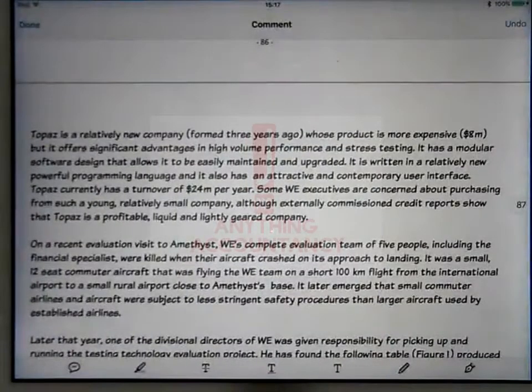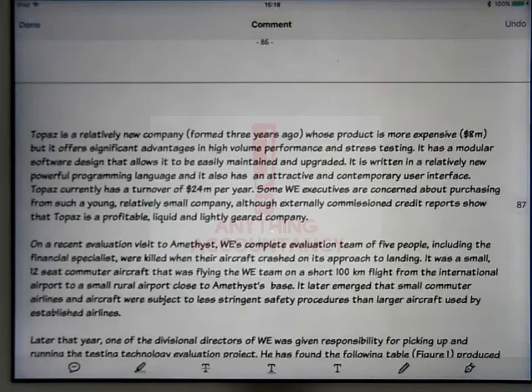On a recent evaluation visit, MIT's WE completion team of 5 people, including the financial specialist, were killed when their aircraft crashed on its approach to landing. It was a small 12-seat commuter aircraft. I mean, what do you expect for a 12-seat commuter plane? All small planes naturally crash. They always crash all the time.